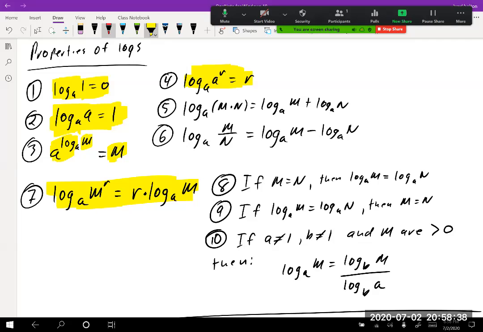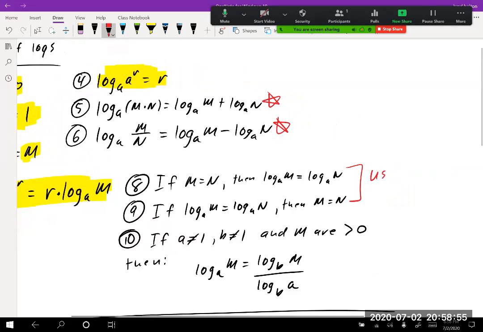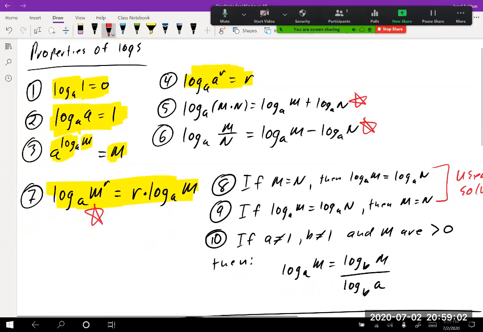So I just want to show you guys that the ones that I feel come up the most, this one comes up the most, this one comes up the most, this one comes up the most. And then these are oftentimes used in solving. Okay, so these three with the stars by them are extremely important ones.